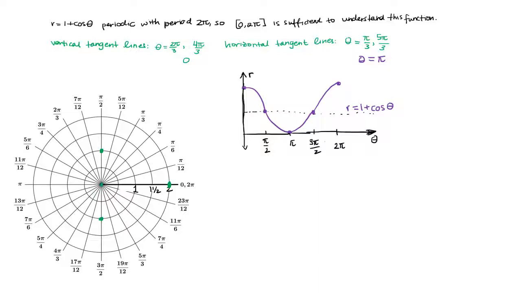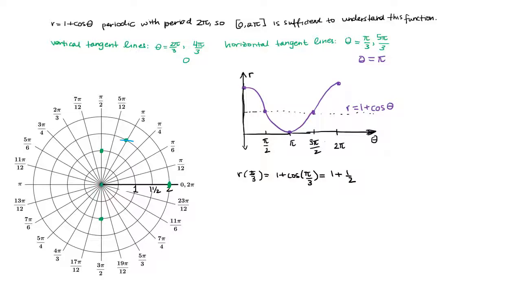Okay, so r at pi over 3 is 1 plus cosine of pi over 3, which is 1 plus 1/2. So that is, we're at angle pi over 3, and we're distance 1.5 from the pole, and we have a horizontal tangent line across like that.